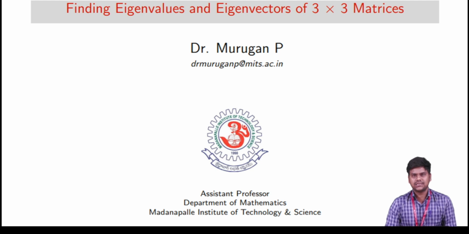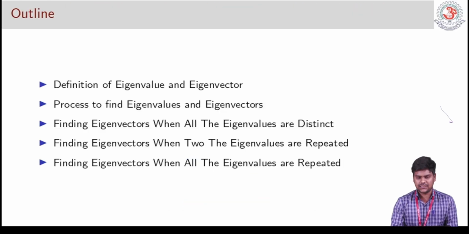So, today's session we are going to discuss finding the eigenvalues and eigenvectors of 3 by 3 matrices. First, this is the outline of today's presentation. We'll start with the definition of eigenvalue and eigenvector. Next we go for the process of finding eigenvalues and eigenvectors. Next we will see some examples.